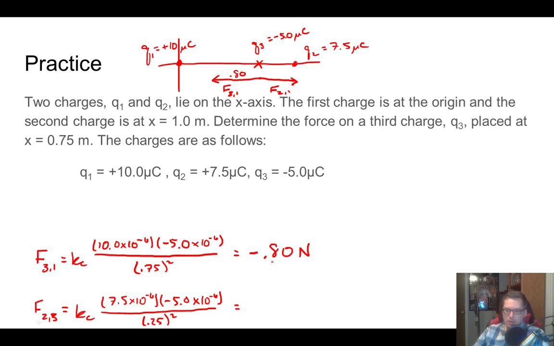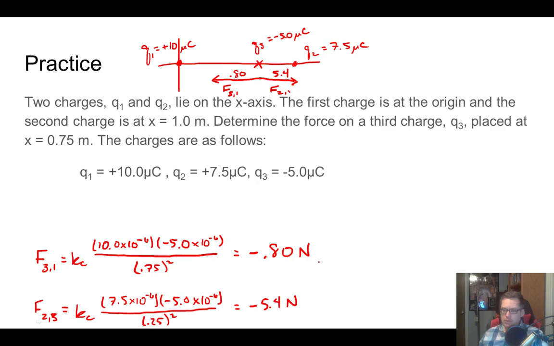And then F23, we take our 8.99 e to the 9th times 7.5 e to the negative 6th times negative 5 e to the negative 6th divided by 0.25 squared. With 2 sig figs, this becomes negative 5.4 newtons. Again, this is an attractive force, so this one would be 5.4 newtons pulling to the right. So our arrows are a little backwards here. The one to the right is pulling way harder, with way more force, and it's primarily because of the distance. It's 3 times closer to 2 than it is to 1.